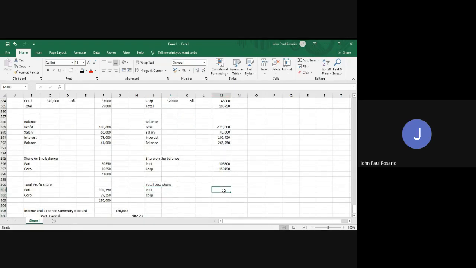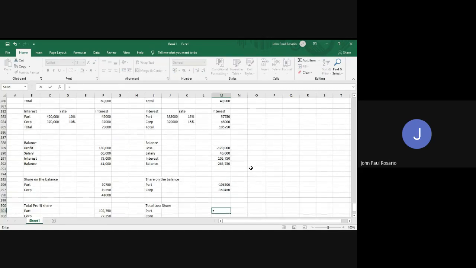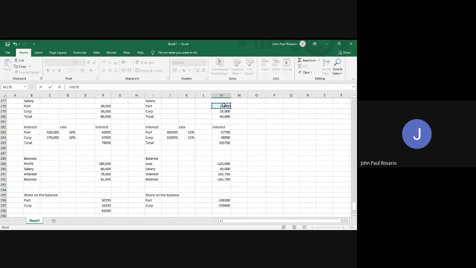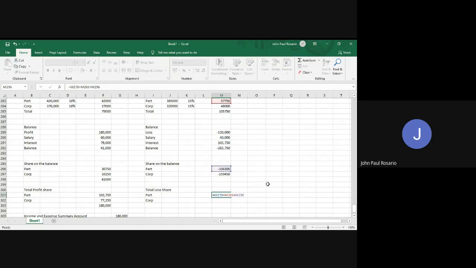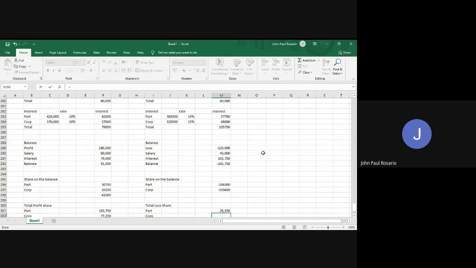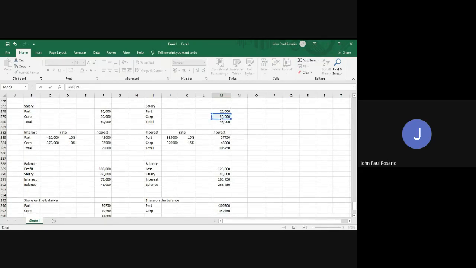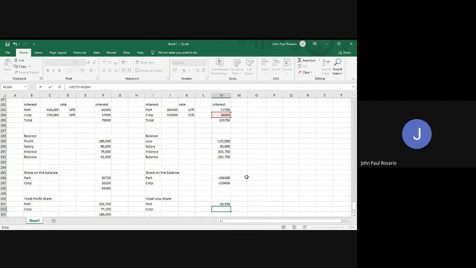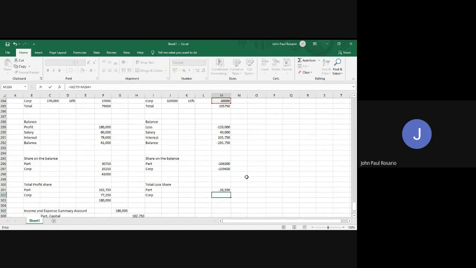So Part has a positive salary, a positive interest, and then a negative share in the remaining balance, so his share is a loss. While Corp has a positive 20,000 salary, 48,000 positive interest, and also a negative share in the profit of 159,000. So the total should be equal to 120,000.